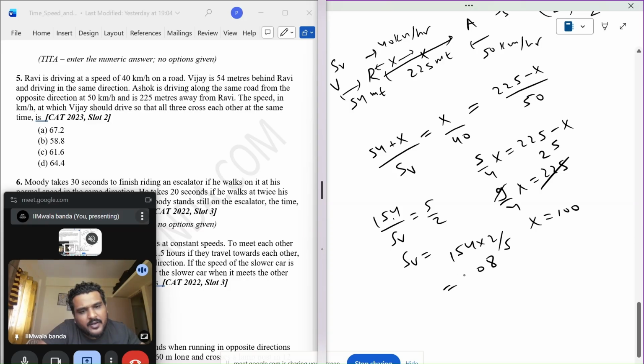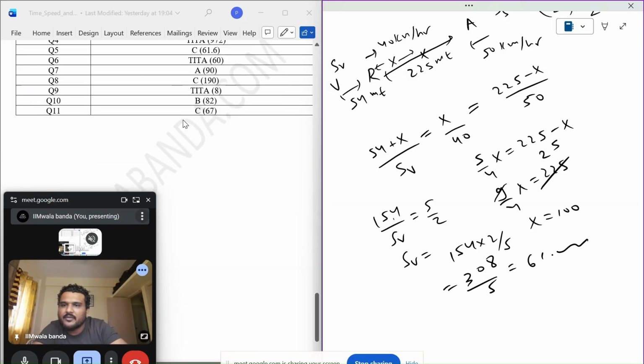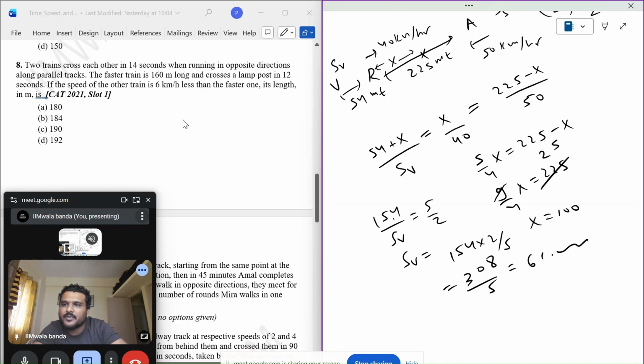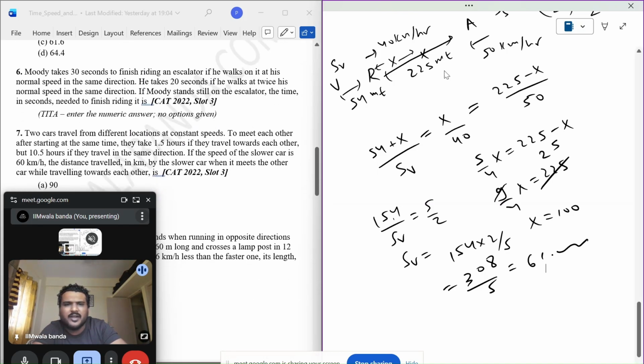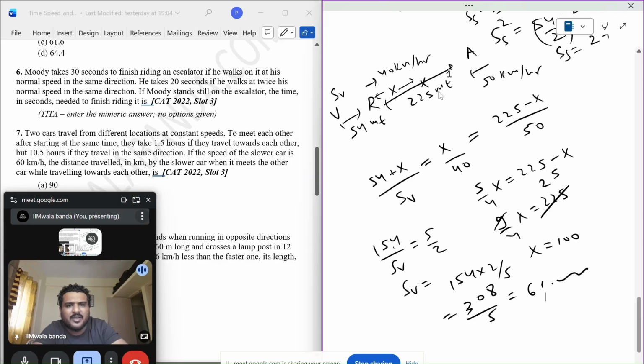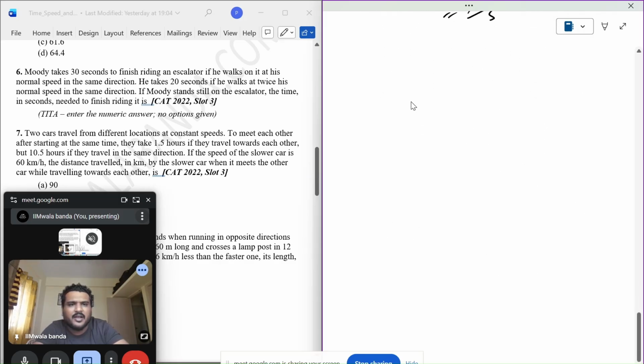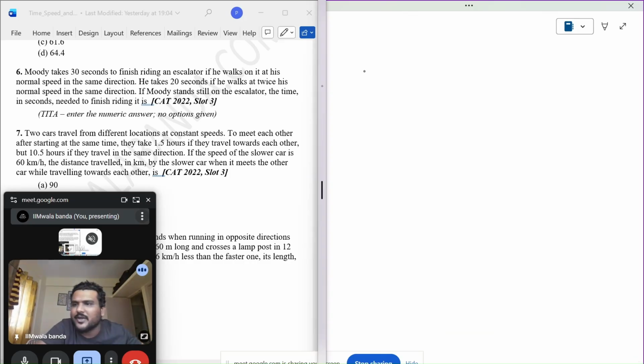That was 10, 200 to 3, 3 divided by 5, 6. Yeah, we are right. 61 point something. C answer. Fifth. Yeah. Pretty easy question. I think it was just about making these kind of diagrams, writing the information well in one go. That's the best way to do it.